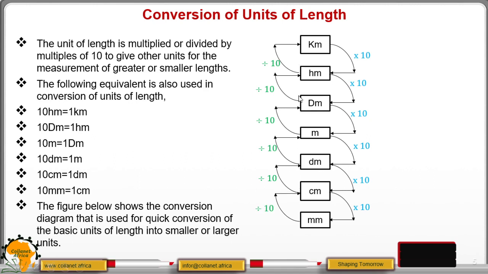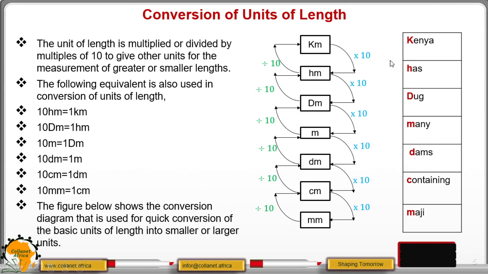Now, if you look at this chart, it is so easy. But for you to remember how this arrangement is, you need this mnemonic that says: Kenya stands for kilometer, has hectometer, dag decameter, many meters, dam decimeter, containing centimeter, and maji millimeter.